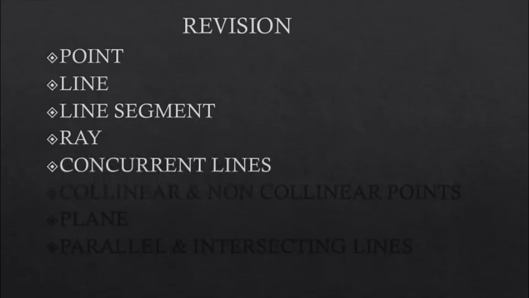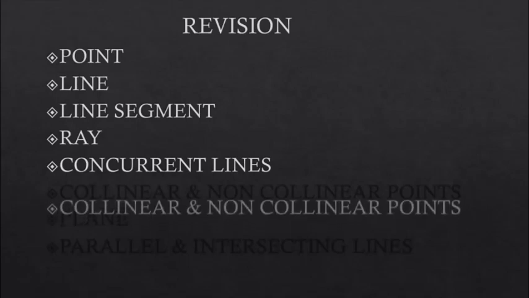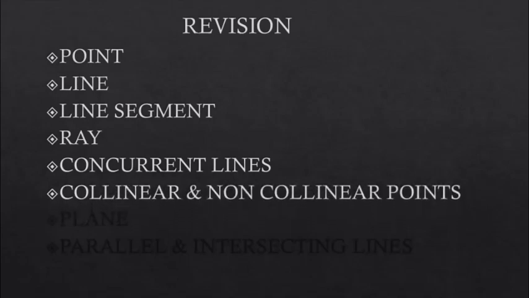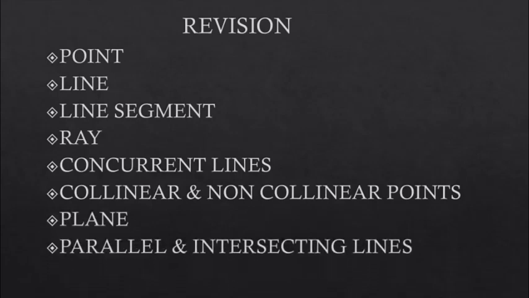We saw concurrent lines: from one point, two or three or many lines were passing. So those lines are called concurrent lines. We saw collinear and non-collinear points. Collinear points lie on the same line and non-collinear points do not lie on the same line. Then we studied about plane, parallel and intersecting lines. Let's start with the first question of practice set 1.